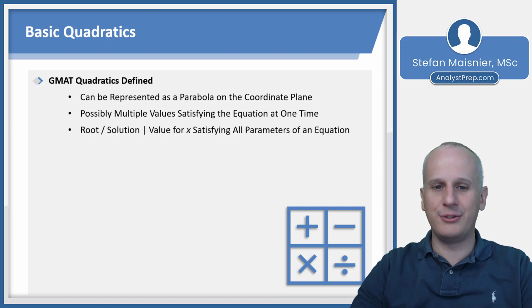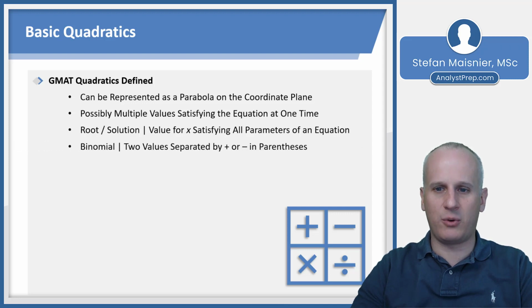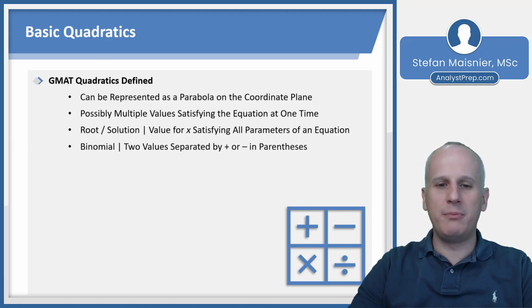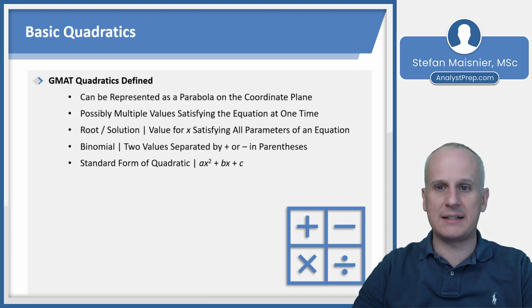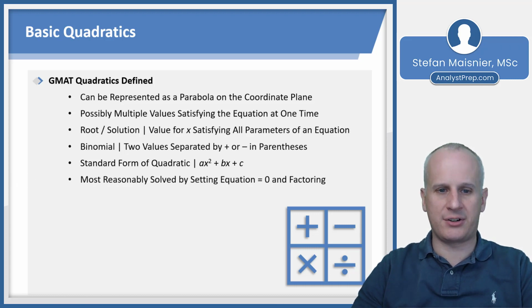Your root or solution is a value for x that satisfies all parameters of the quadratic equation. Your binomials are the two values separated by plus or minus in parentheses, often known as a quantity. And your standard form of a quadratic is going to be ax squared plus bx plus c, when a, b, and c are constants. The a and the b are your coefficients, of x squared as a degree and x as a term.